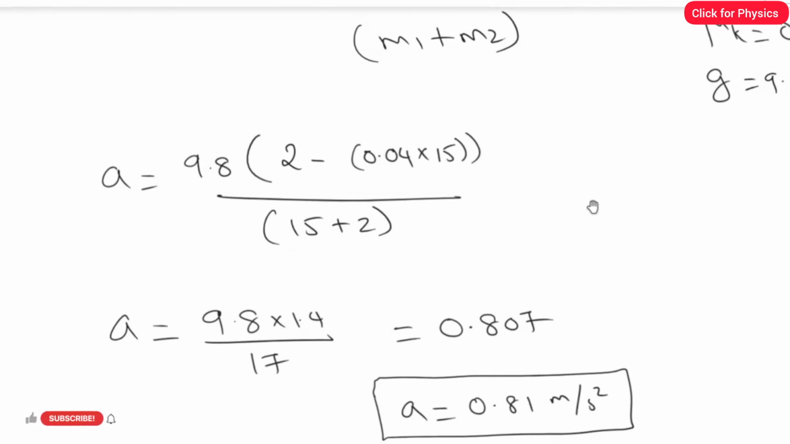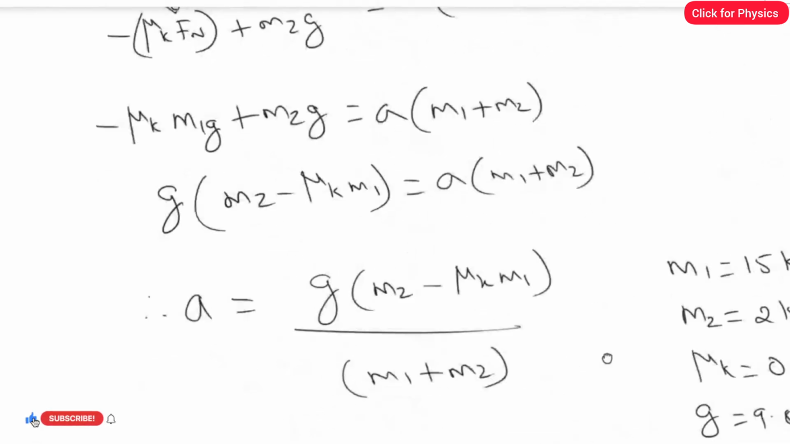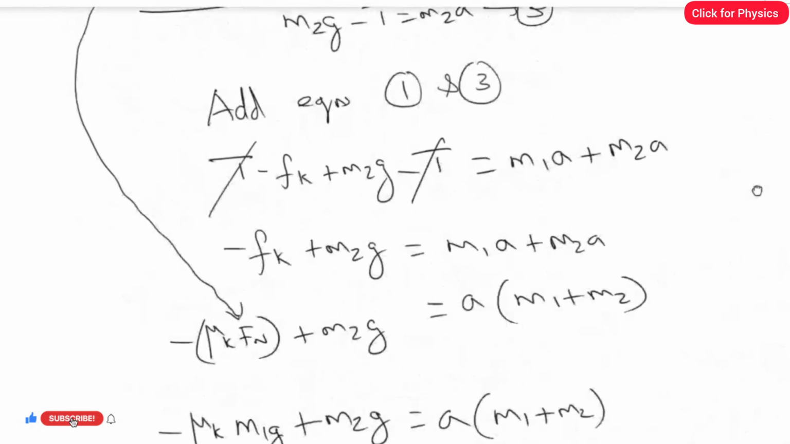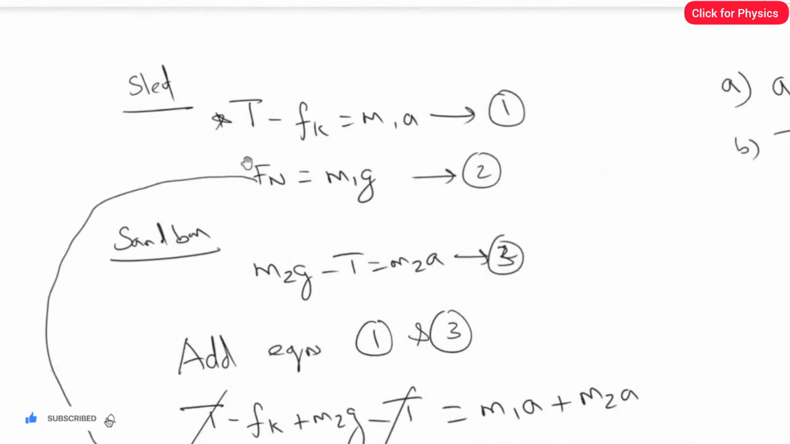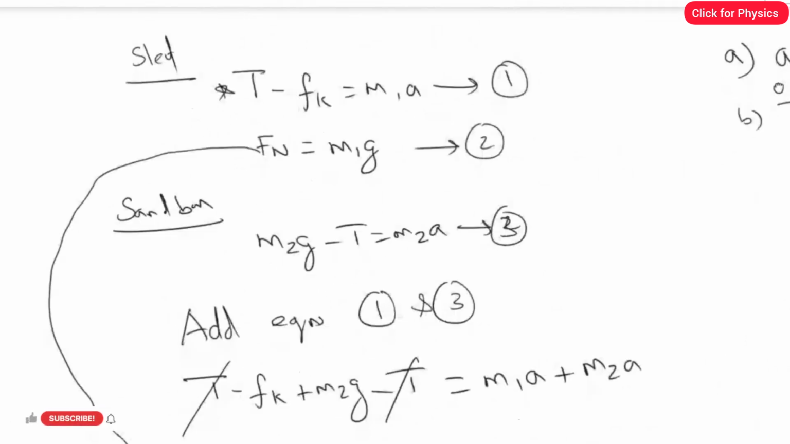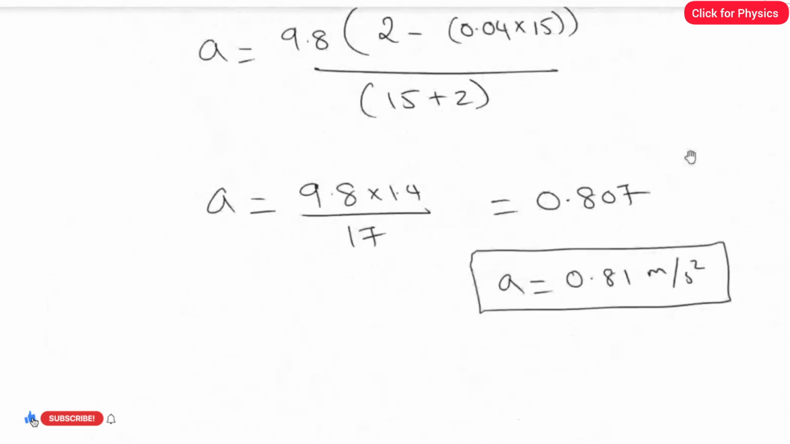Now in the second part, we have to find the tension. So for finding the value of the tension, you have two equations which have the letter T, right? Here T stands for tension. If you see equation 1 and equation 3, I will write equation 1 and 3 again, so that it is clear. So what is our equation 1? Our equation 1 is T minus Fk, which is equal to m1 multiplied by a.